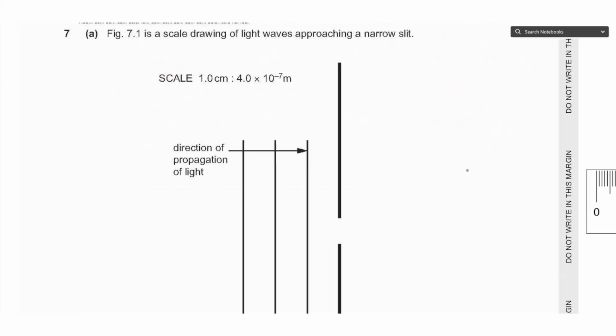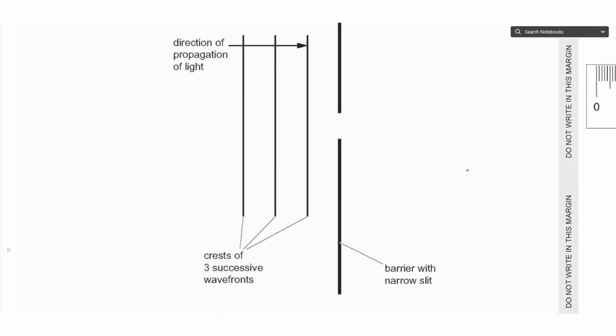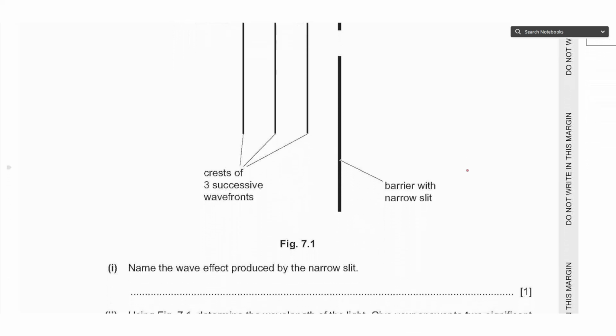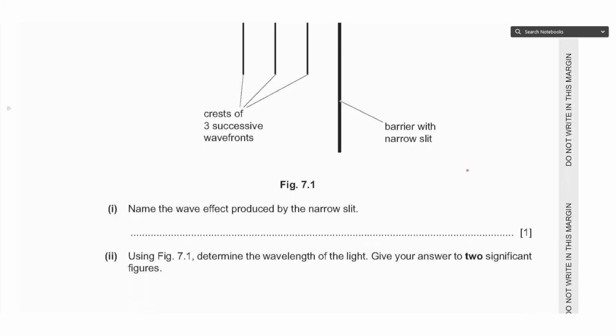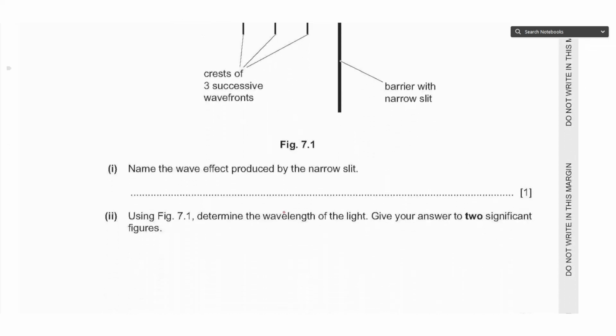Question 7a says figure 7.1 is a scale drawing of light waves approaching a narrow slit. The scale here is 1 centimeter represents 4.0 times 10 to the power negative 7 meters. And we have the wave fronts, 3 wave fronts, and a barrier with a gap in the middle. Name the wave effect produced by the narrow slit. So when waves move through a slit or around a corner, they spread out, and that is called diffraction. So this effect would be diffraction.